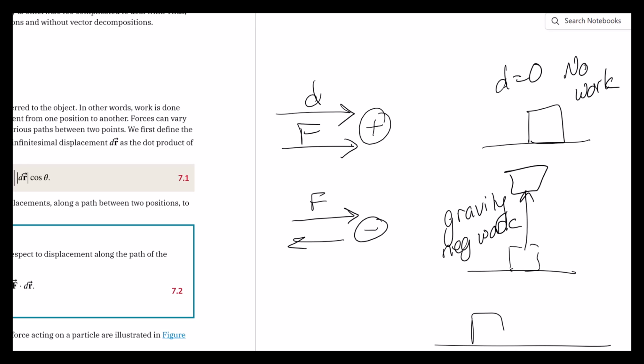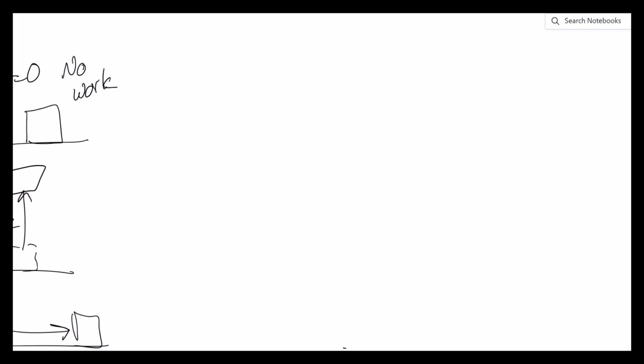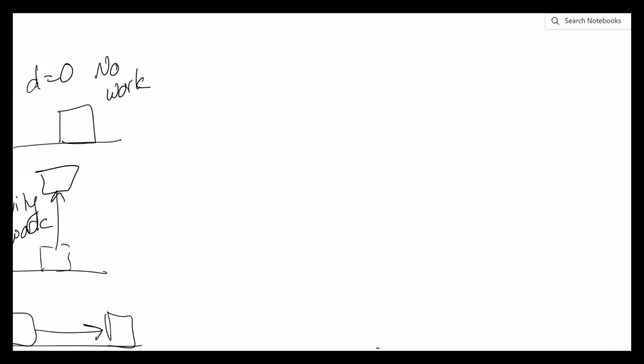If the box slides from here to here, gravity had nothing to do with that. So gravity did no work. Does that kind of make sense? So the whole idea behind work is you have to have movement in that direction, and it has to be in the same direction. So basically it ends up being a dot product is where this is coming from.